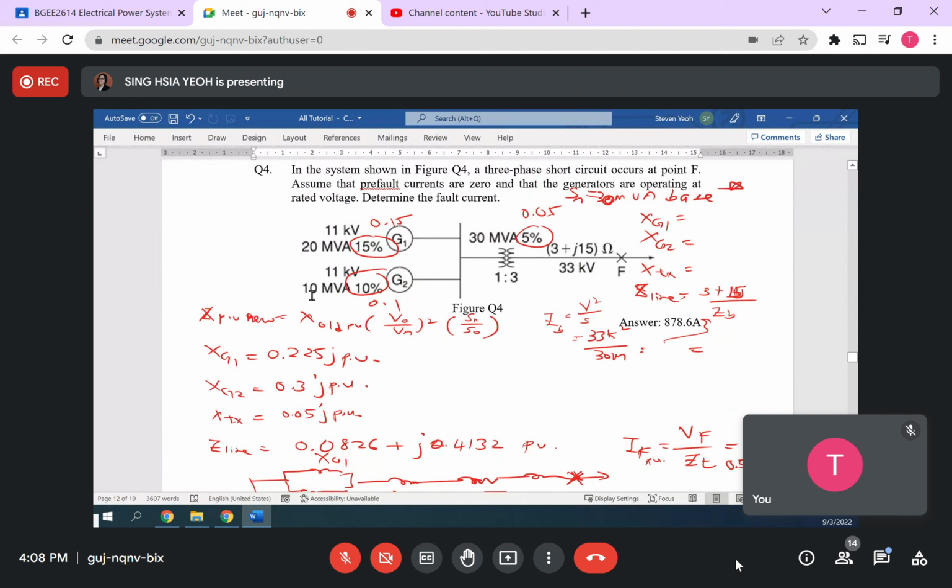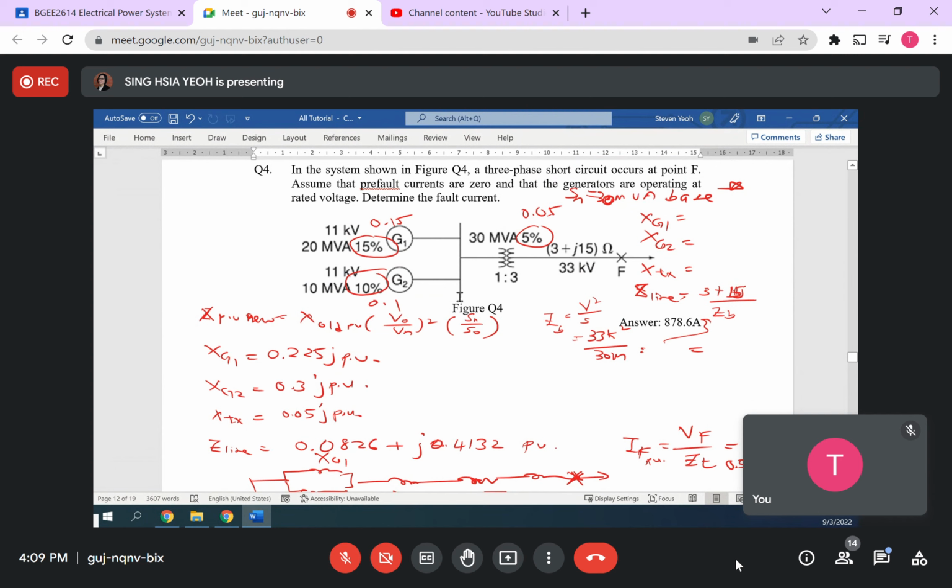It is not really short circuit MVA, it is just the MVA values for G1 and G2. If you fix the MVA as the base, then you need to change 15% and 10%. Still remember, right? There's a ratio formula to change them. So 10% at 10 MVA changing to 30 MVA means you need to times 3, so 10 times 3 is 30%. Nicholas, can you get what I mean?